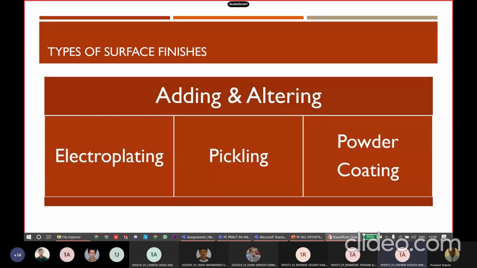Good afternoon, sir. I will be talking about types of surface finishes. The first process is adding and altering. It consists of electroplating, pickling, and powder coating.